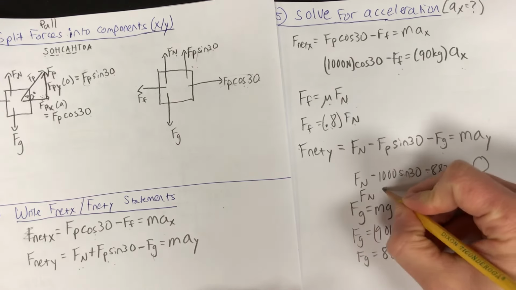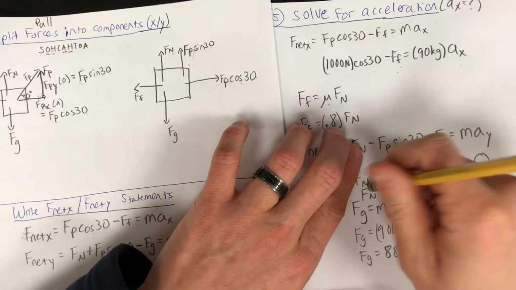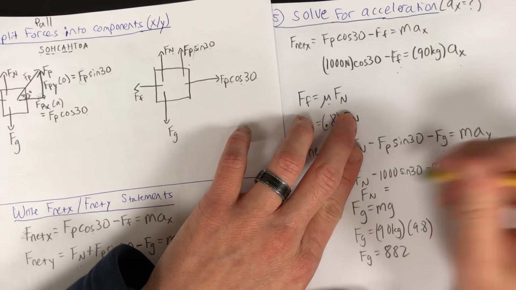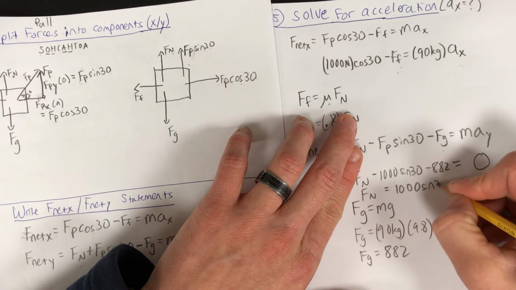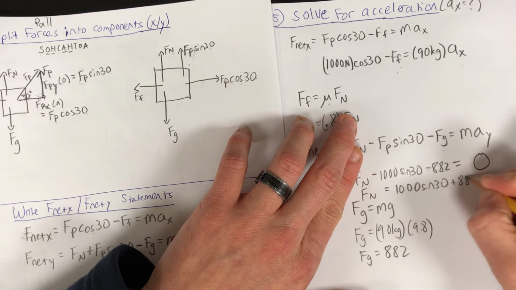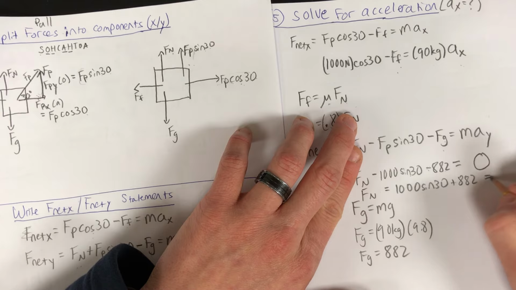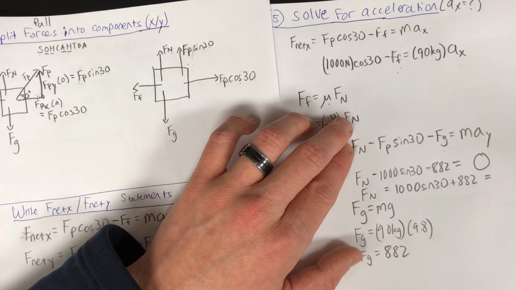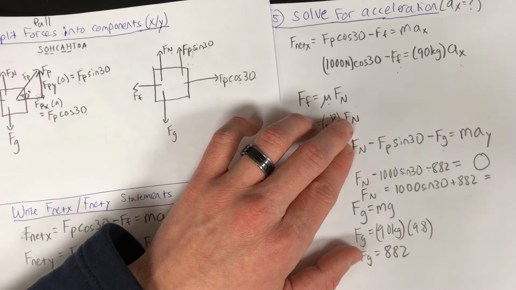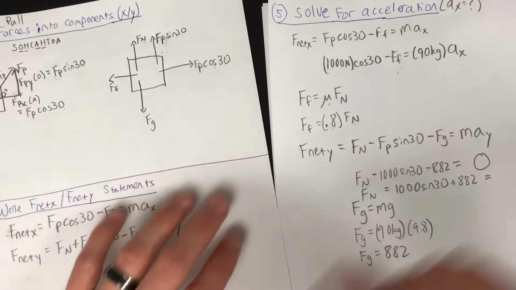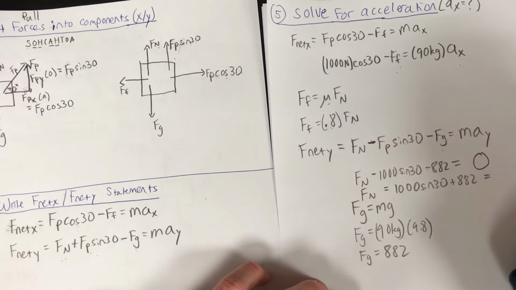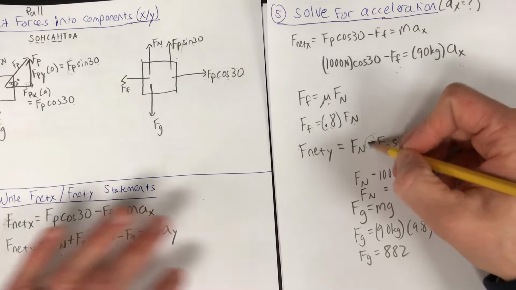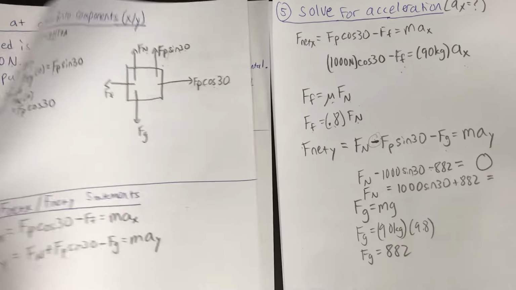So Fn is going to equal, when we move this term over to the right side and the 882 to the right side, Fn will equal 1,000 sine 30 plus 882. Oh, you know what? I made a mistake here. Oops. Should that be minus there, right here? Let's go double check our F net y statement.